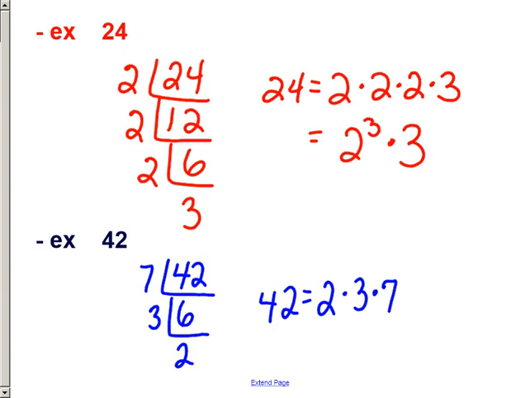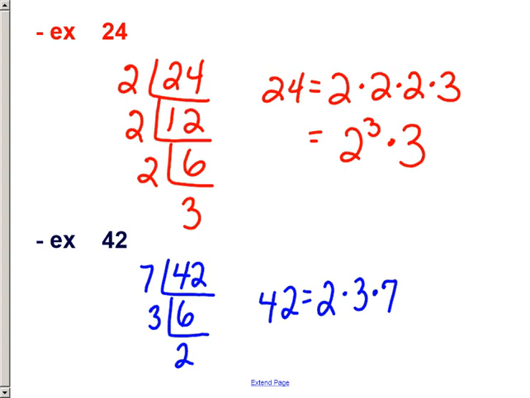So if you did your prime factorization of 24 correctly, you should have gotten 2 times 2 times 2 times 3, or 2 to the third power times 3. For 42, you should have gotten 2 times 3 times 7. Notice that for 24, I did try dividing by the smallest possible prime number when I could, and then when I couldn't divide by 2 anymore, I got down to the 3.